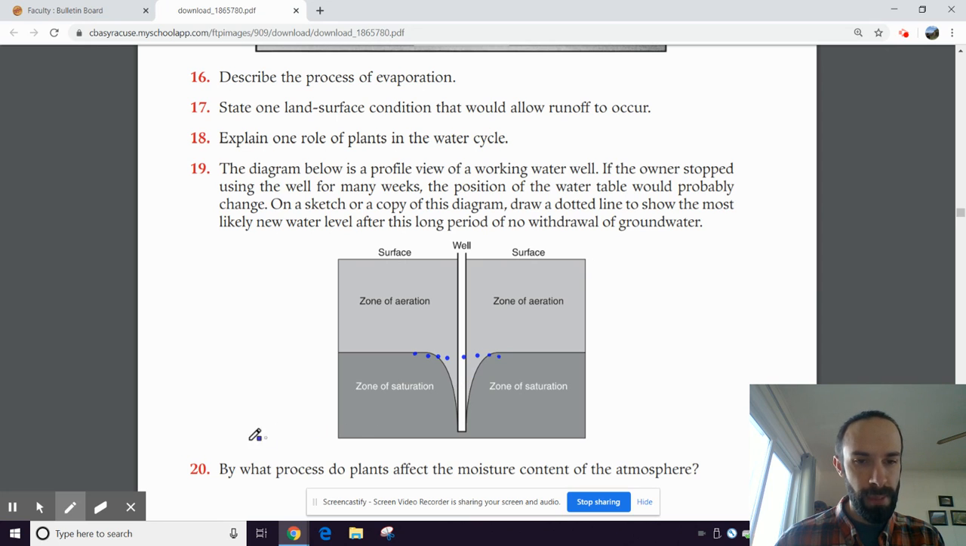20. By what process do plants affect the moisture content of the atmosphere? That's called transpiration. Remember, putting the water into the atmosphere. So transpiration for number 20. Okay, so that's pretty much it.